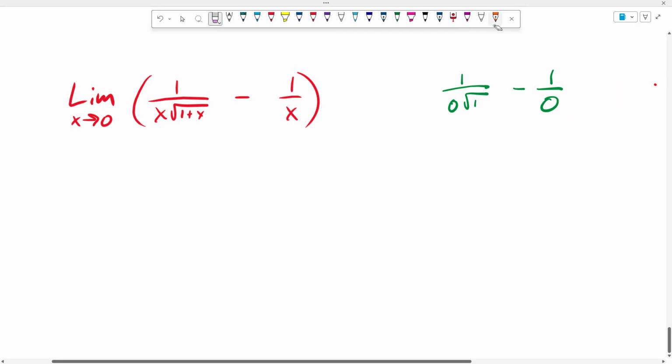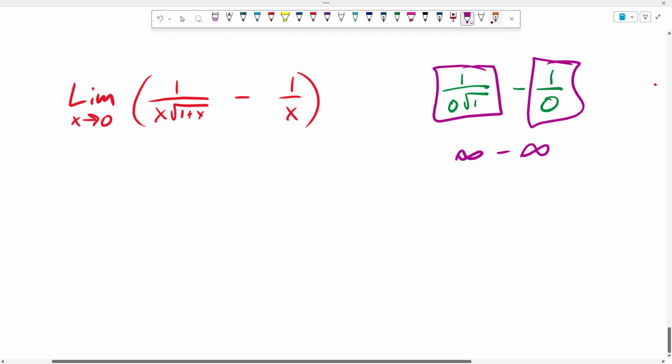Well, in limits, it'll either go to positive or negative infinity. It depends on the left or the right. So let's not worry about the left and right for now. But this 1 over 0 goes to either positive or negative infinity. This goes to either positive or negative infinity. Okay, and we get this.